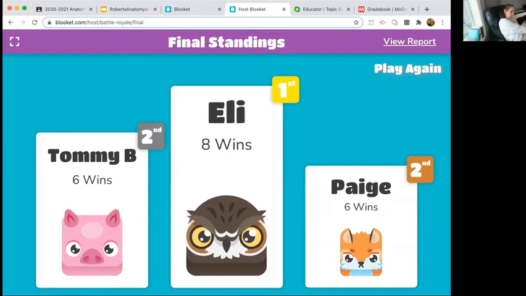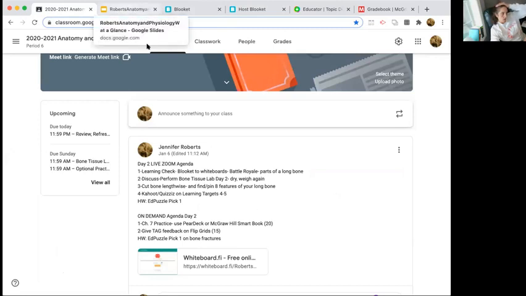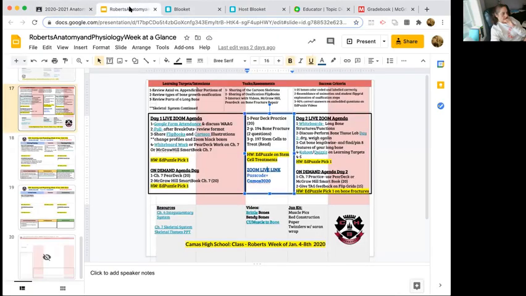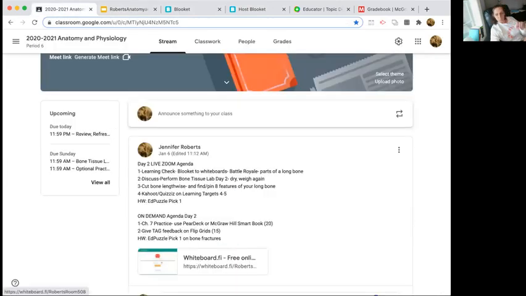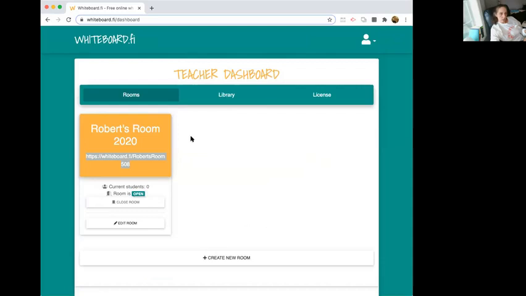We are going to now move on to practicing parts of a long bone. On your week at a glance, or on your stream page, either one, you need to click on the whiteboard app. We are going to, let me share, practice the parts of the long bone before we actually look at them on a real chicken bone. So you should be showing up here on this screen.